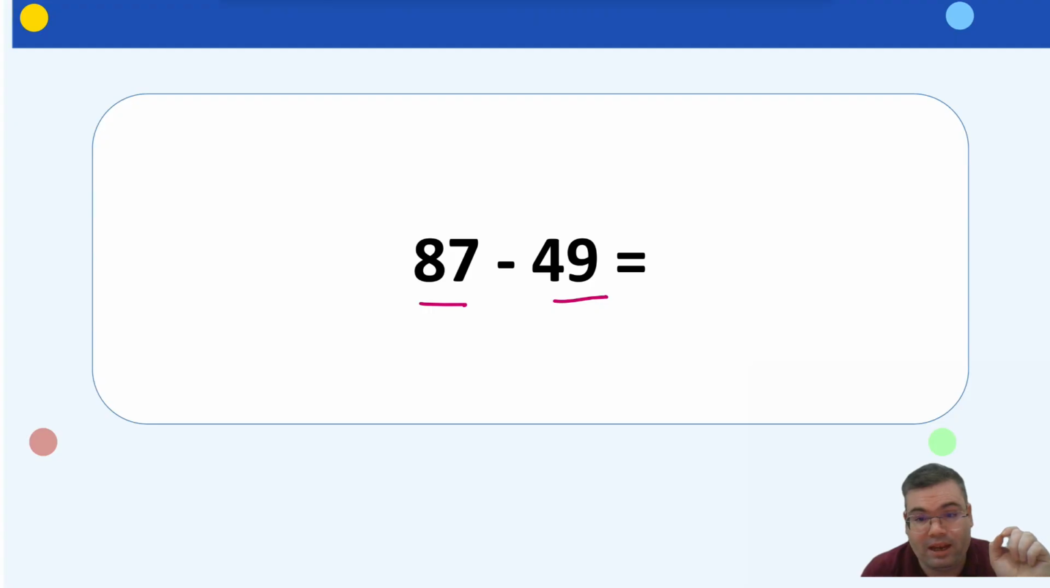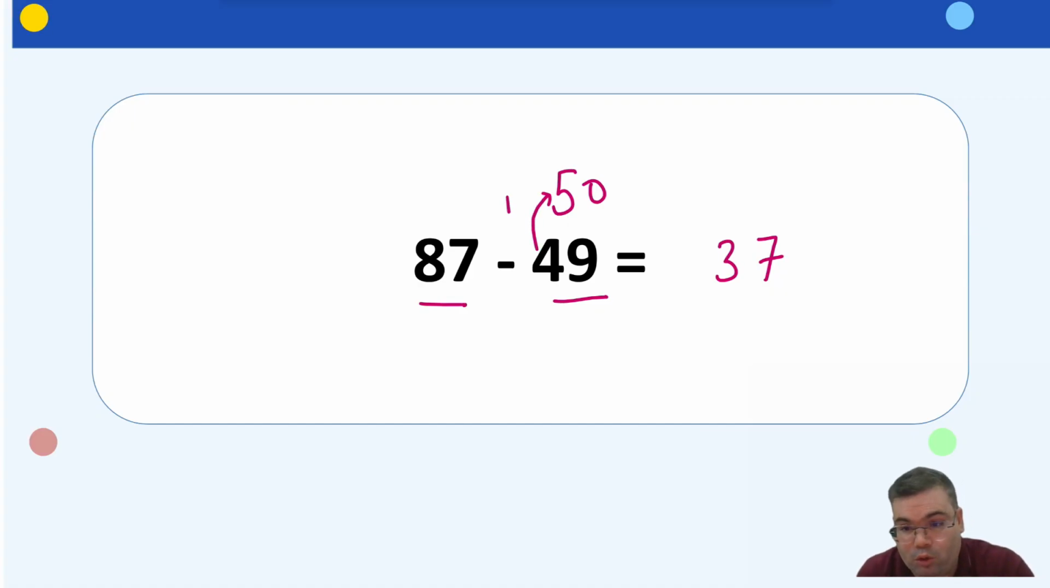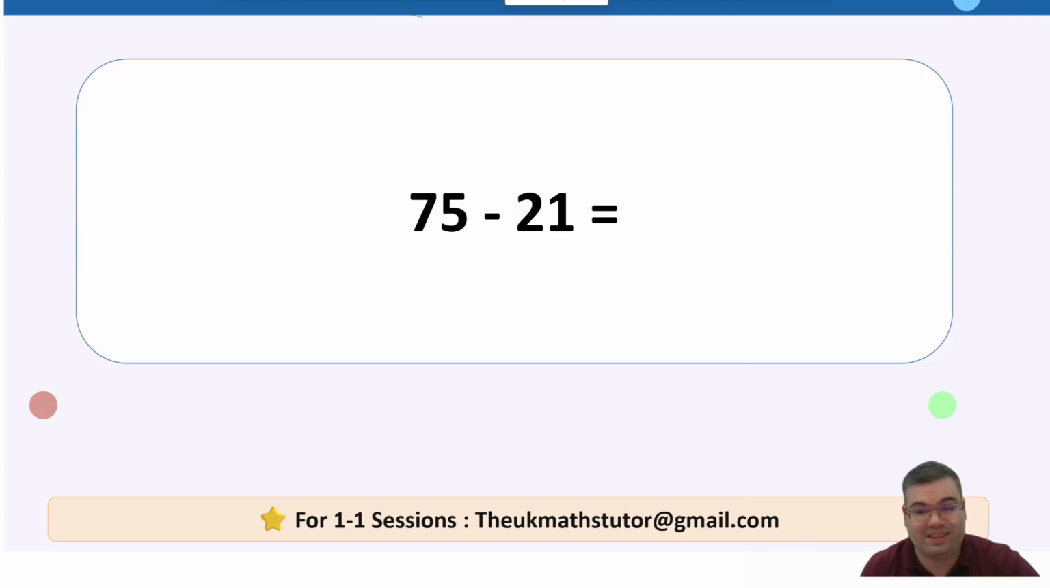Here 49, let's just write down 50. Okay. Now 87 take away 50 is 37. Now let's just see, 49 we have written down 50. Okay. So we have subtracted one extra. That one that we subtracted extra we need to add in our answer. So 37 plus 1 is 38. Very easy.